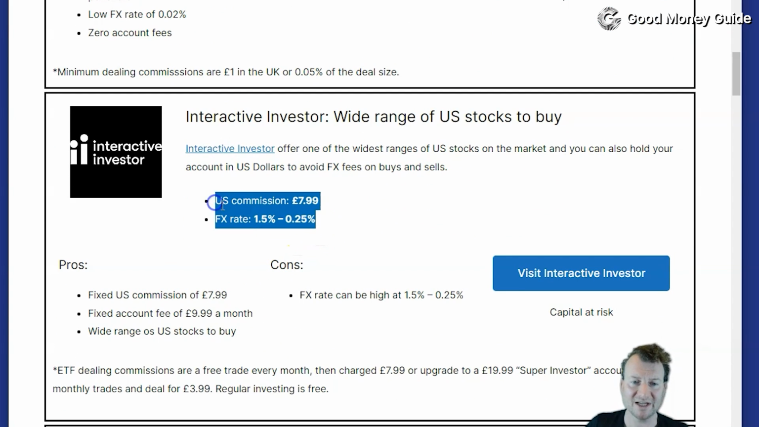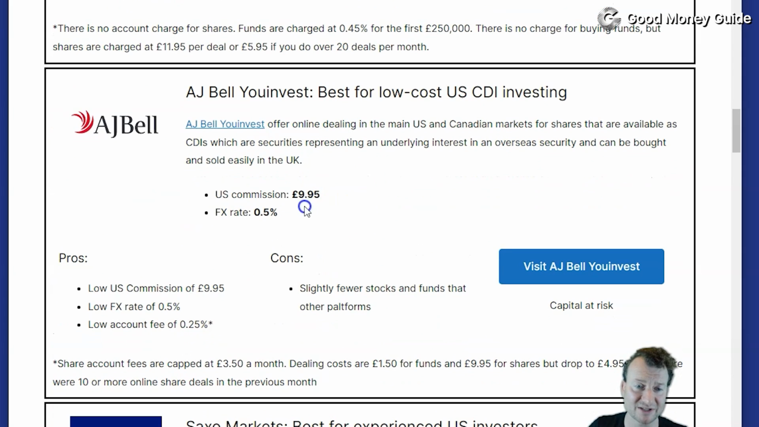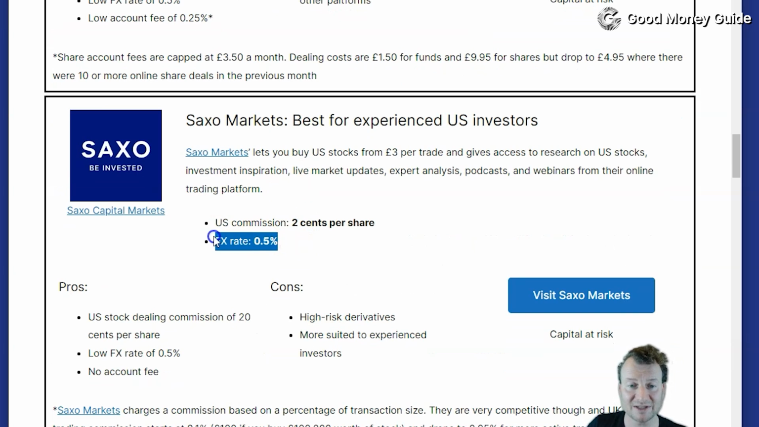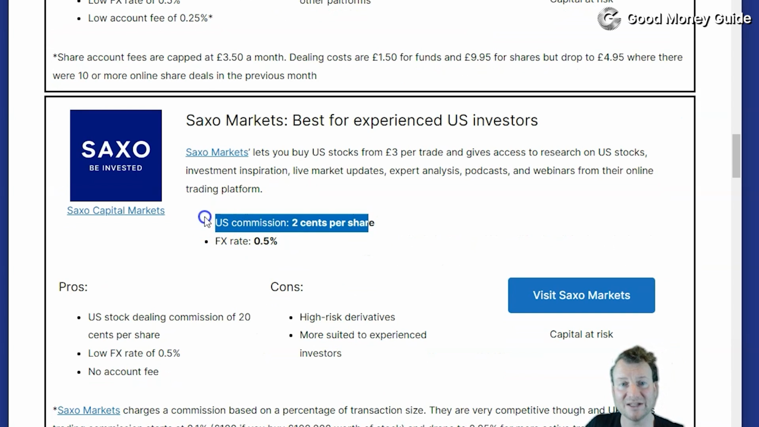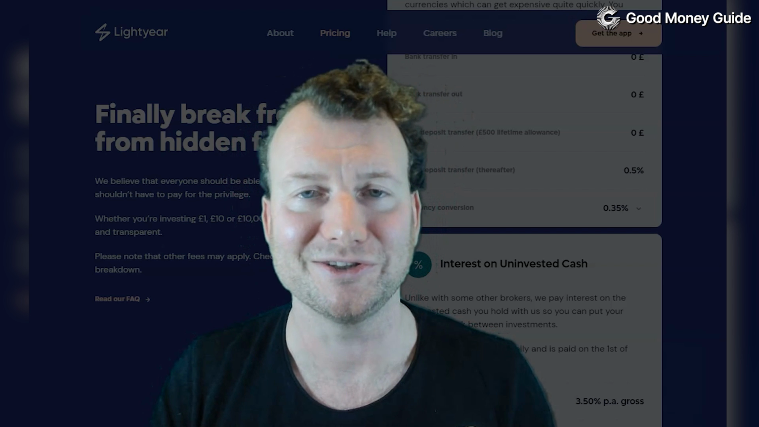Everybody else, like Interactive Investor, charges between 0.25%, 1.5%. You also have to pay dealing commission, £7.99 if you're not a regular trader. Again, Hargreaves Lansdown, £11.95. Their FX rate can be up to 1% for small transactions. AJ Bell, generally a low-cost platform, but still you have to pay 0.5% to buy US shares and a commission of $9.99. Saxo Markets 0.5% again, and 2 cents a share, whereas the advantage of Lightyear is that you don't pay commission.